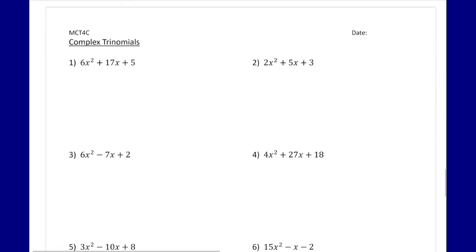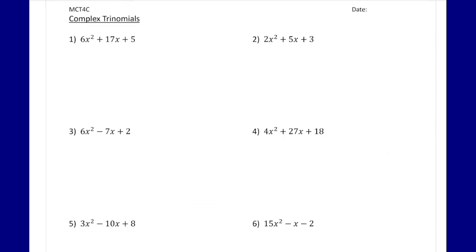Lastly, we have complex trinomials. These ones are a little bit more challenging because there's a little bit more to it in terms of what we have to do to find out what the factored form is. So there's different ways that we could do it. I'm going to show you 2 different ways.